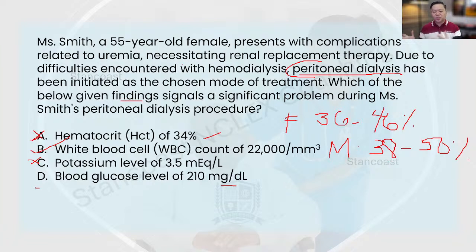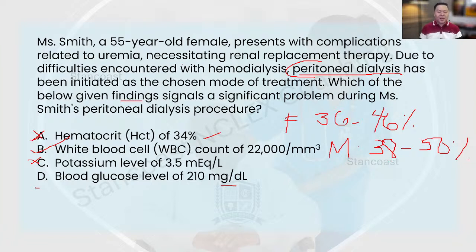Like I have said yesterday about the PD, one of the possible complications would be hyperglycemia, right? And I said something about managing it with a dose of insulin, that this is something that can be easily managed, but will not contraindicate proceeding with the next session of PD. All right, so we are left with letter B. That is our correct option.